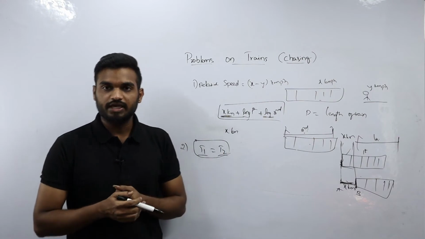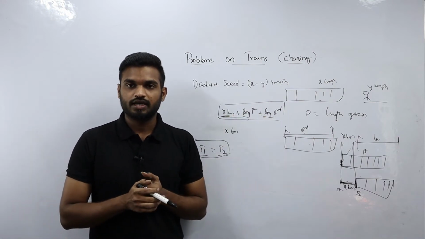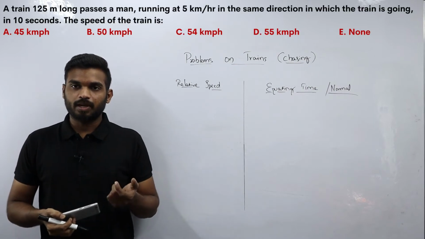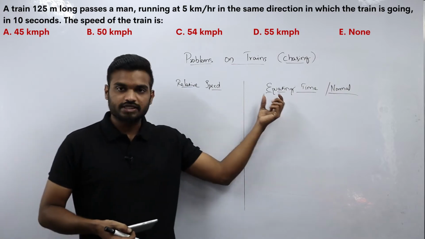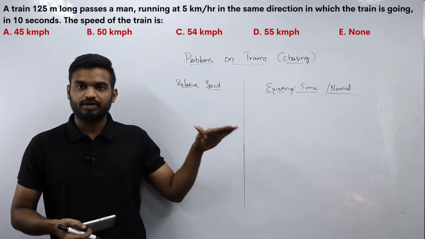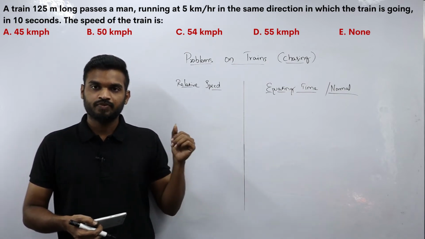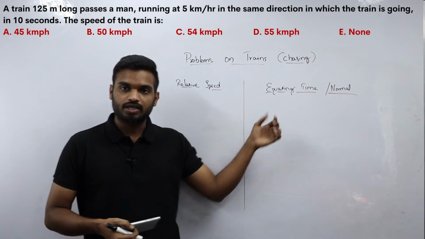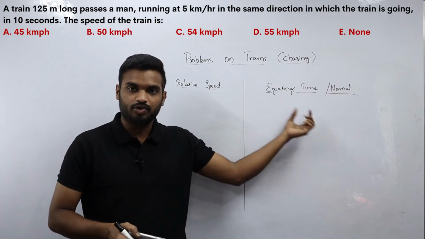Now let's solve some basic level problems so that you can come to know how to use these concepts in solving the problems. In trains also, we will solve the problems based on chasing by using two methods. One is relative speed and the other is equating time, or the normal method. Relative speed is nothing but when both persons are traveling in the same direction, the relative speed will be the difference of the first and second person's speed. And equating time is nothing but at the time of crossing or at the time of overtaking, the time taken will be the same in both cases.